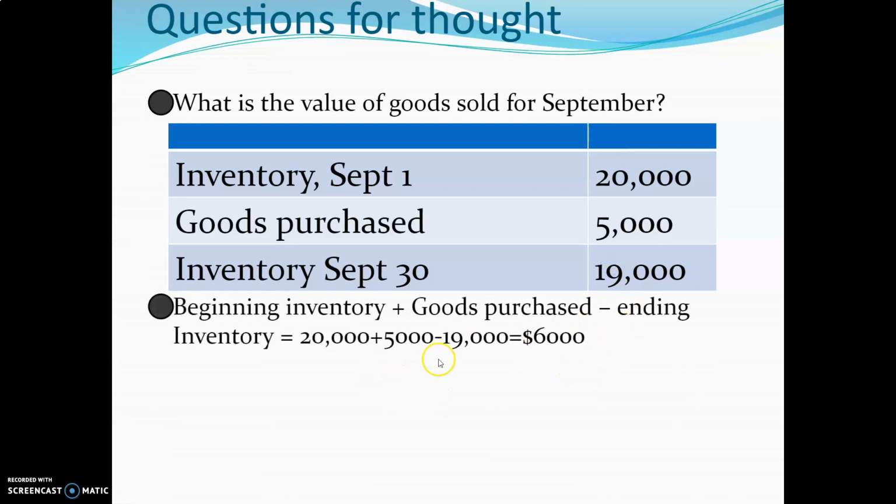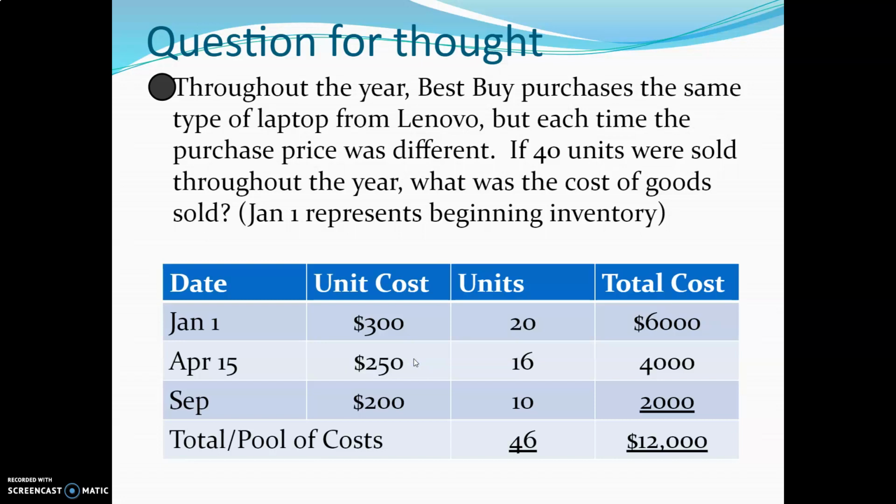Now this seems pretty simple, right? But we get to the next one, and this is the focus of this next lesson, which is going to be cost flow assumptions. And here exactly the situation occurs. Throughout the year, Best Buy purchases the same type of laptop from Lenovo, but each time the purchase price was different. If 40 units were sold throughout the year, what was the cost of goods sold?